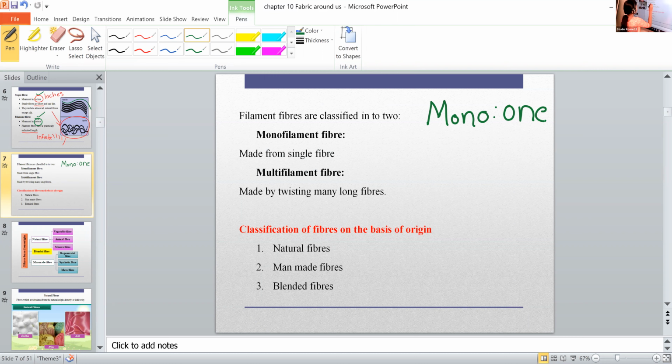It is made from a single fiber. Monofilament fiber means mono, that means one. You need to learn this all by heart, okay? By heart the portions. So monofilament fiber means it is made from a single fiber. Mono, single fiber. And as the name says, multi-filament fiber means multi, more than one, right? So it is made from more fibers.